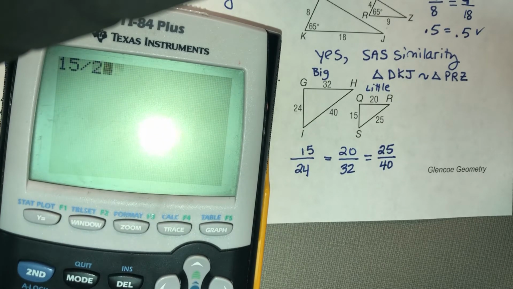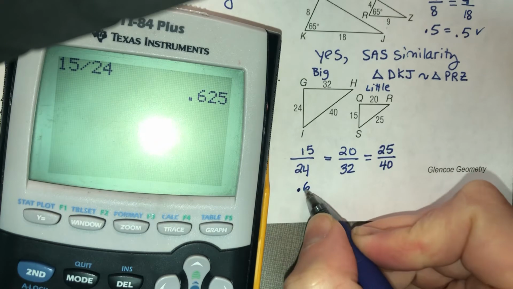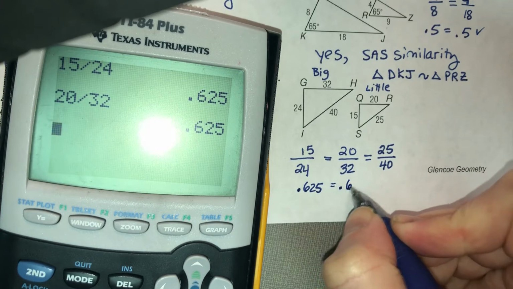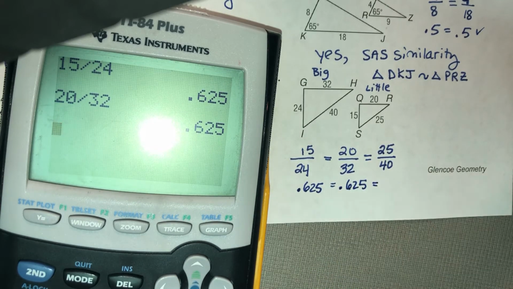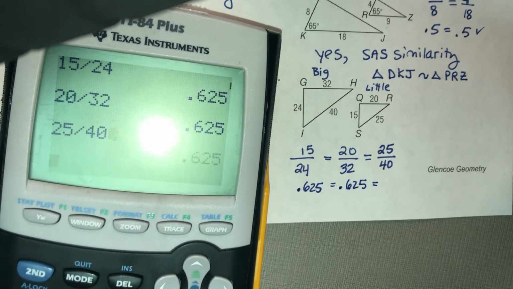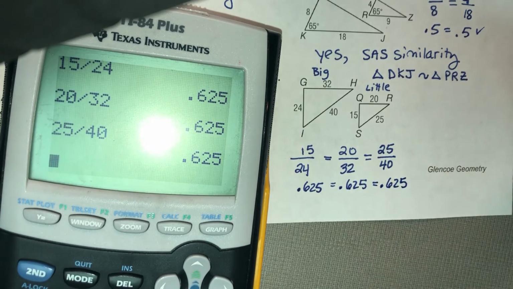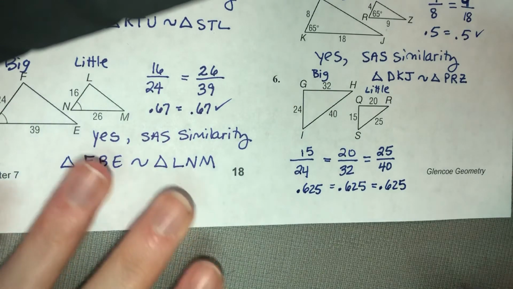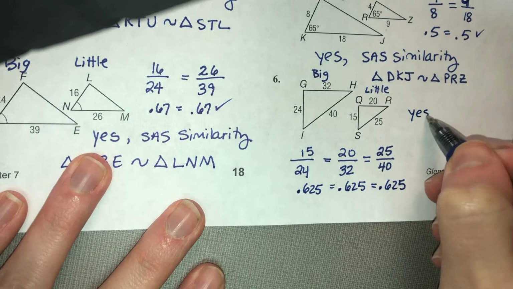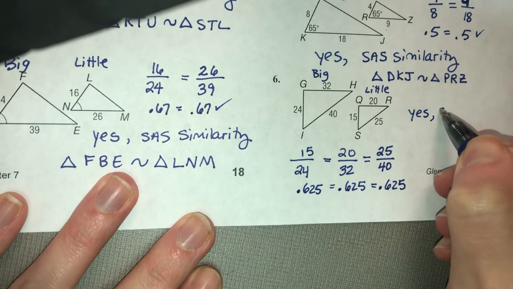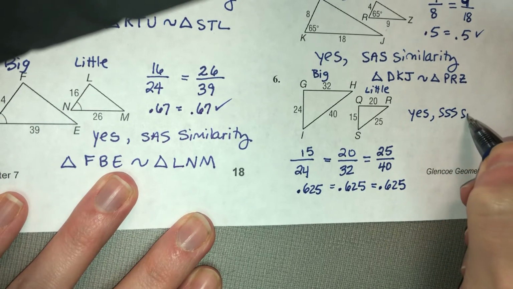15 divided by 24, 0.625. 20 divided by 32, it equals 0.625. How about 25 divided by 40? That one also equals 0.625. Since all 3 fractions are equivalent, we can say yes, the triangles are similar by SSS similarity.